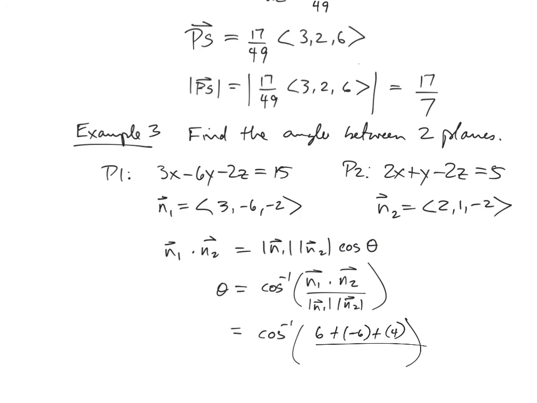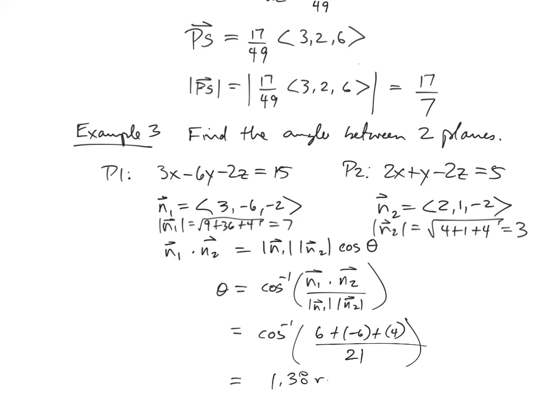So the magnitude of n1 is going to be the square root of 9 plus 36 plus 4, which is 49, so 7. The magnitude of n2 is going to be the square root of 4 plus 1 plus 4, which is 3. 3 times 7 is 21. So we're going to get 1.38 radians. Okay, so that gives us the angle between the two normal vectors, which is obviously also the angle between the two planes.